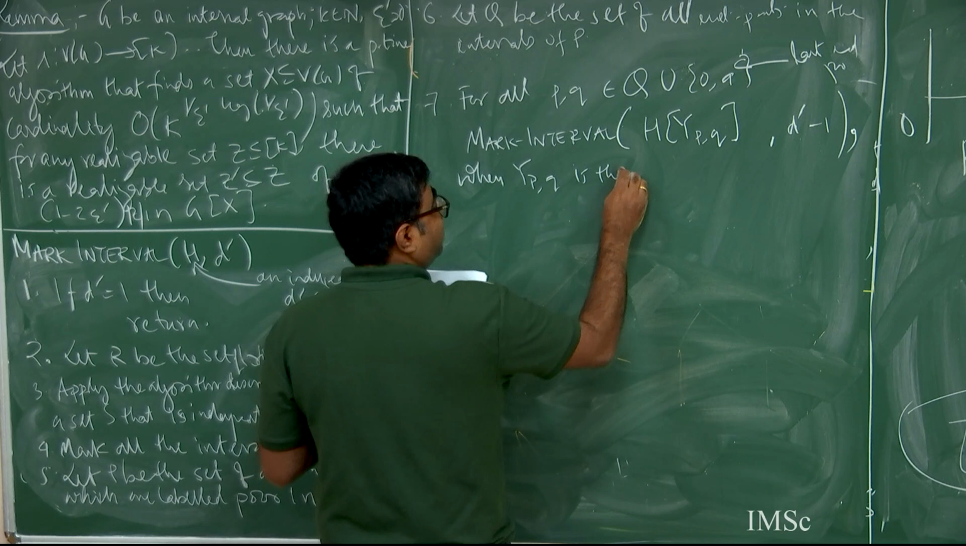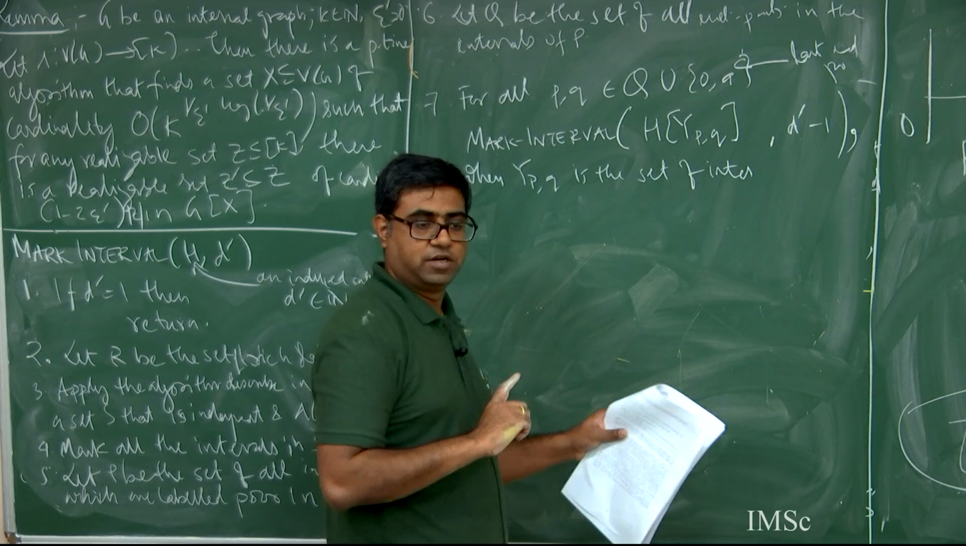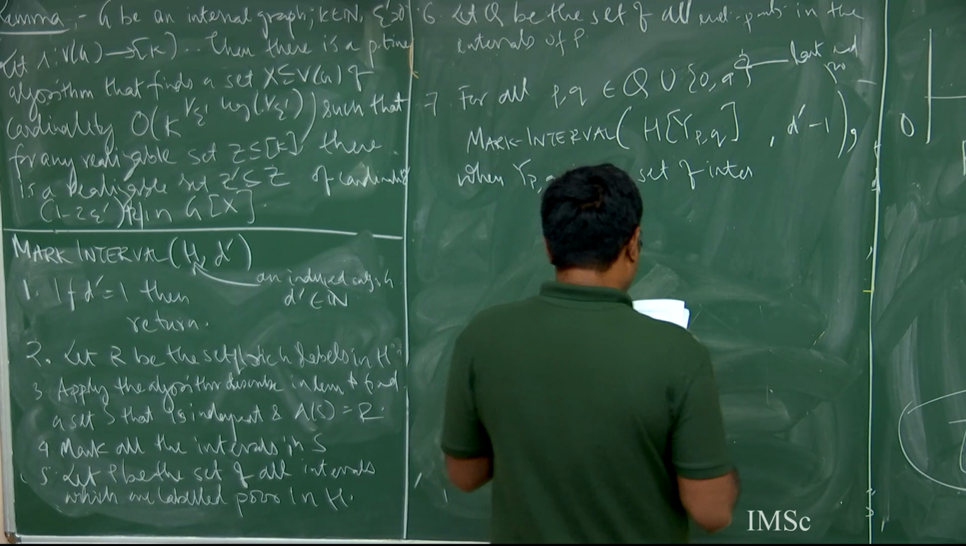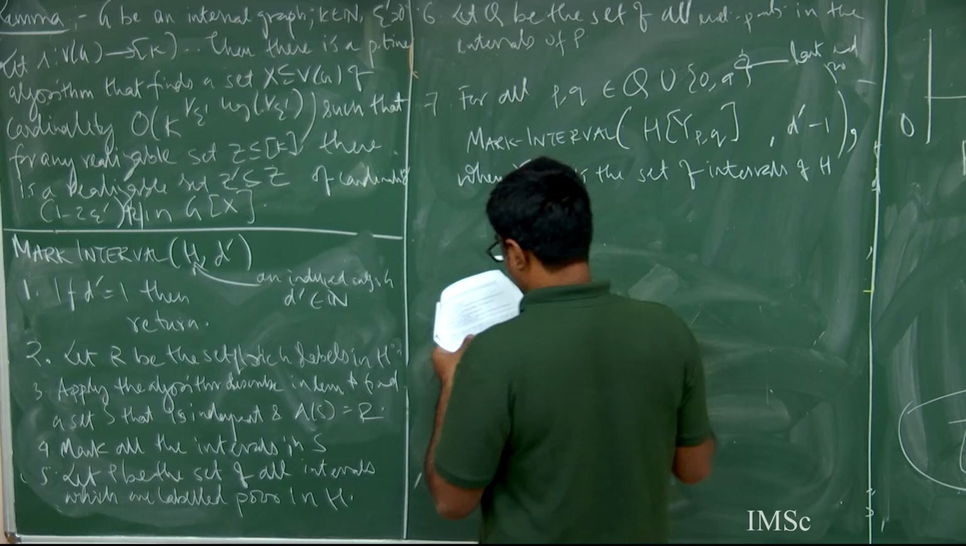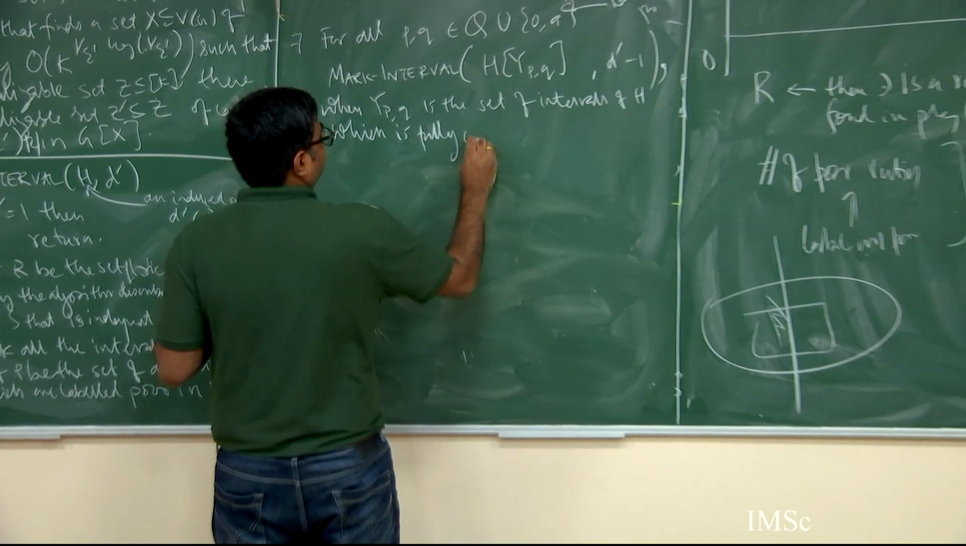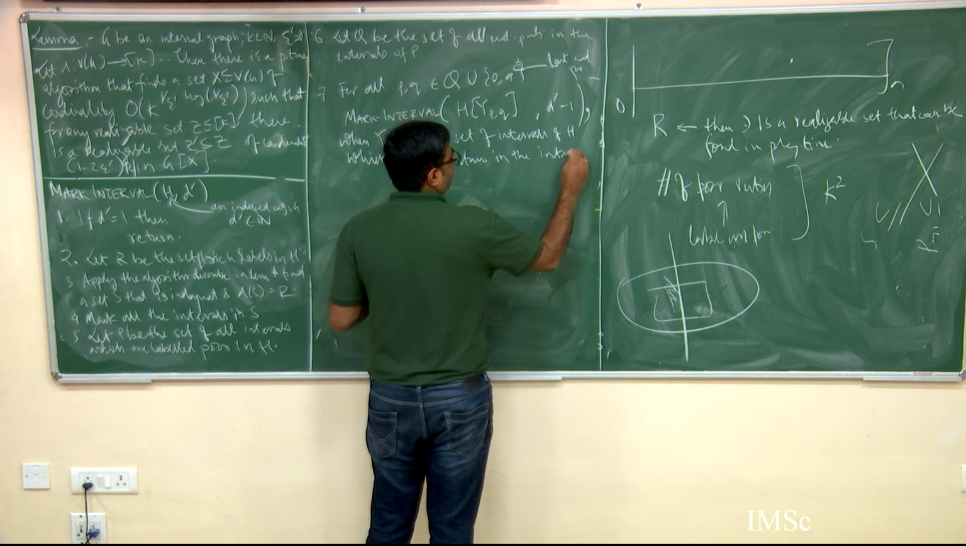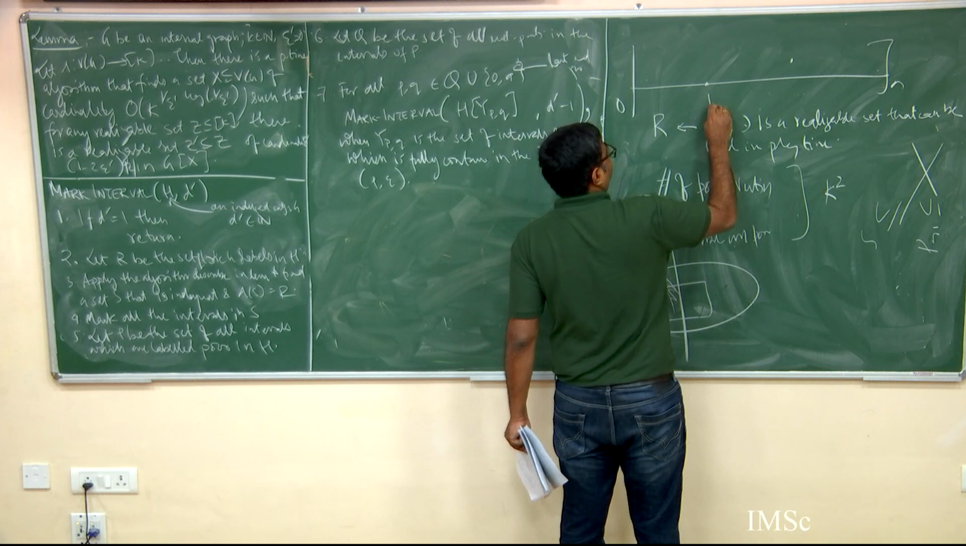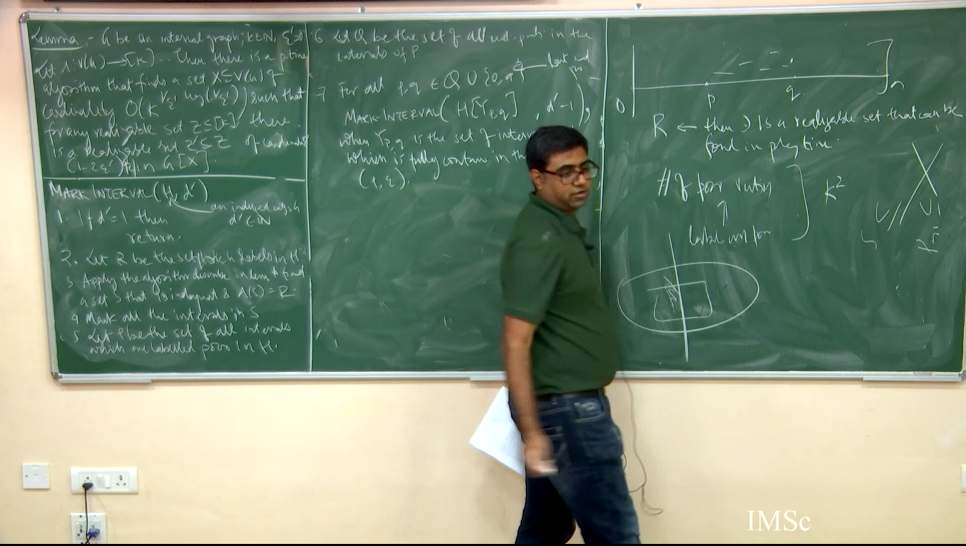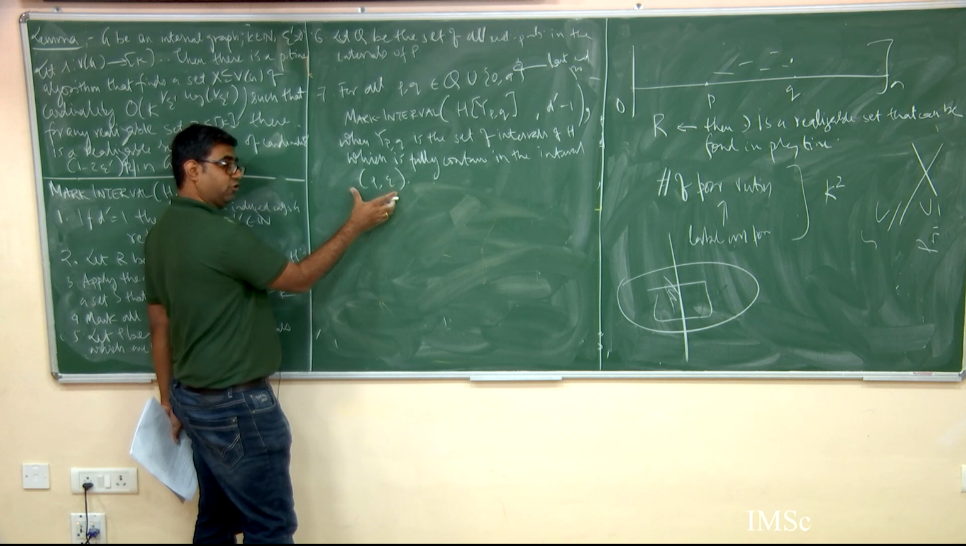I'm using intervals and vertices interchangeably, because for integer graphs, I can do that. The set of intervals of H which are fully contained in the interval (p, q). So if I give you p, q, all the intervals here, look at the induced graph on this, but excluding p and q. This is what open interval (p, q) means. Whenever someone uses open (p, q), p is not included, q is not included. Closed means both p and q are included.